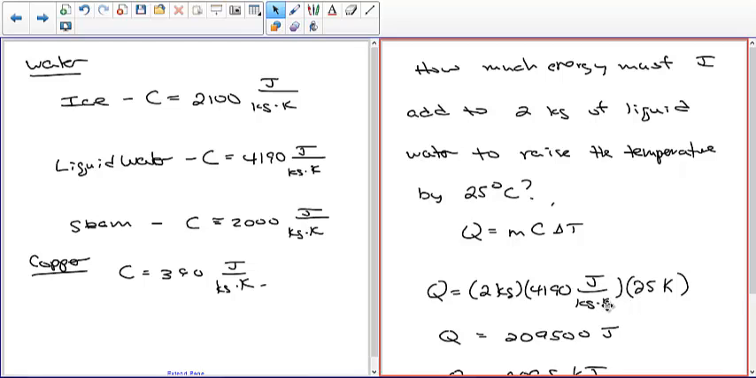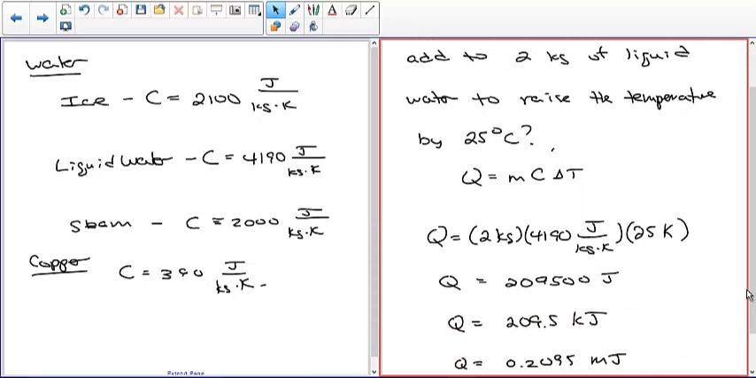The units here are Kelvin, but you could probably interchangeably put degrees C or Kelvin in there. So when you multiply those numbers together, you get 209,500 joules, which is 209.5 kilojoules, or 2.095 megajoules.